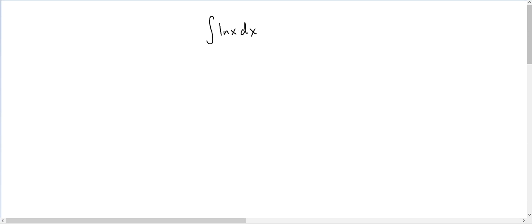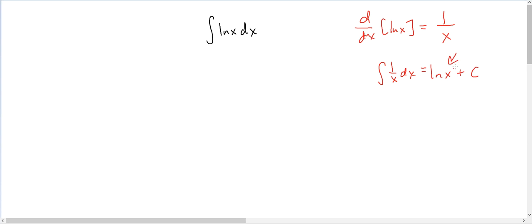So from previous knowledge, we know what the derivative of ln x is. We know that d/dx of ln x is just going to be 1 over x. And we know that the integral of 1 over x dx is going to result in ln x plus c. But we don't know what the integral of ln x is. So that's what we're going to go ahead and do today. So I'm going to leave this up here for reference.